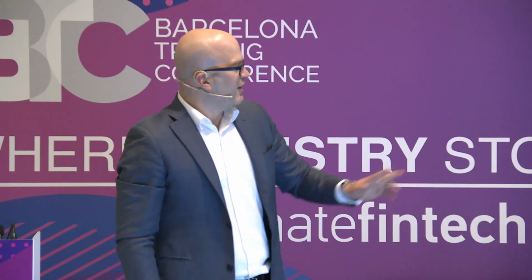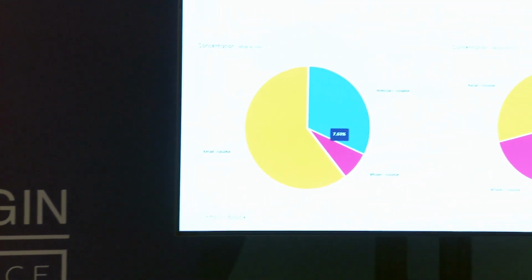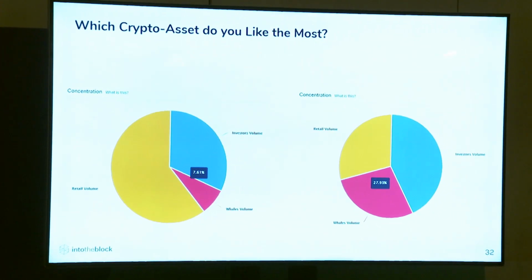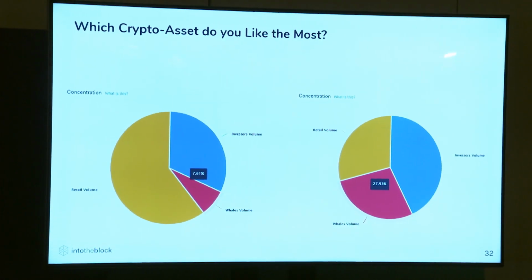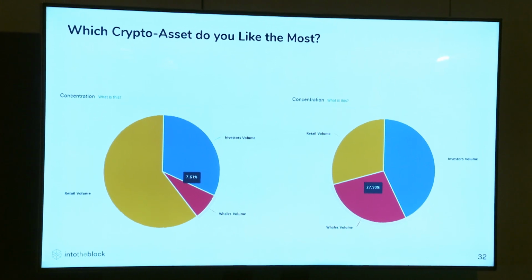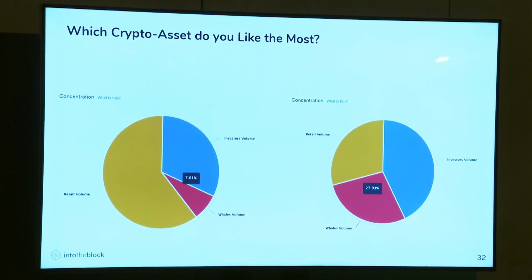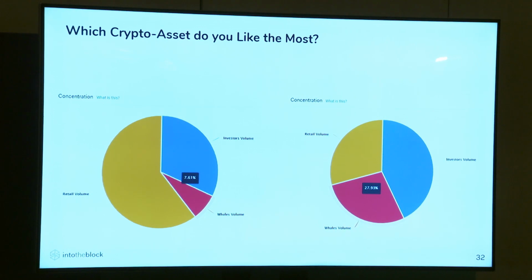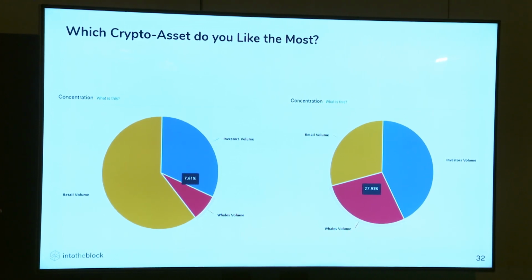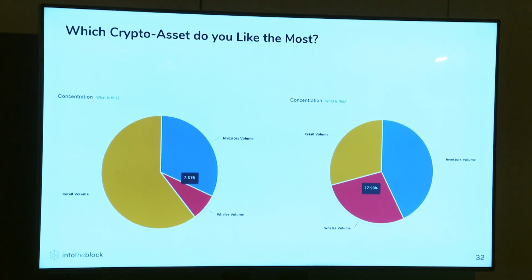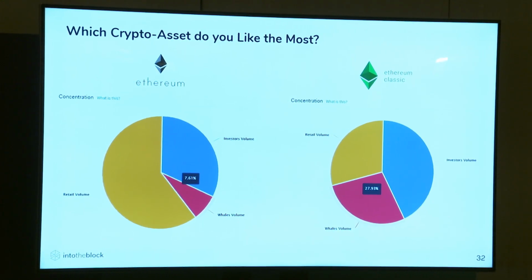Let me show you two tokens, and you need to pick right or left. The red is the percentage of the token that is held by whales, and the rest is retail and investors, non-whales. Right or left, which token would you like? They're both similar, both smart contract platforms. Which one would you prefer to get in? Left? You like the one with more whales? You're crazy. For the left, how many? That's the majority. So that's Ethereum, and this is Ethereum Classic.